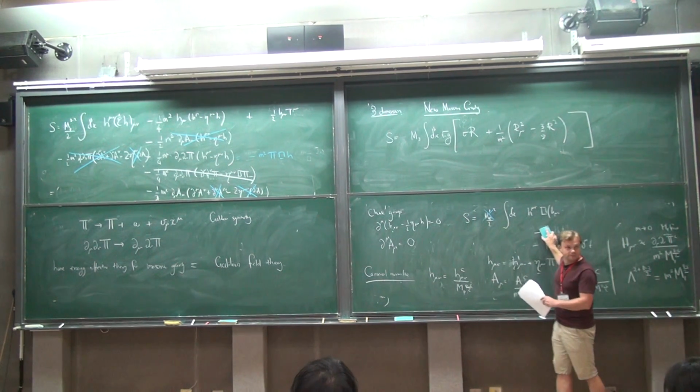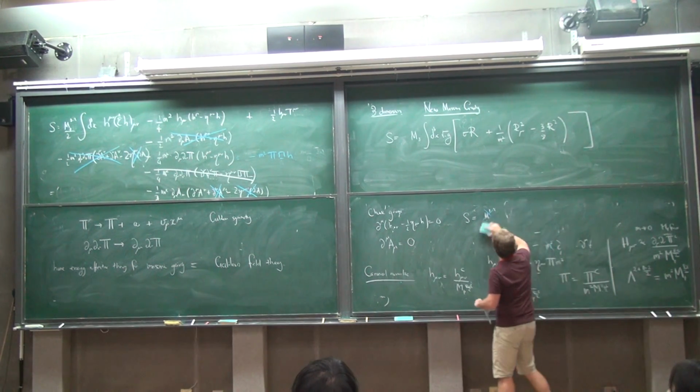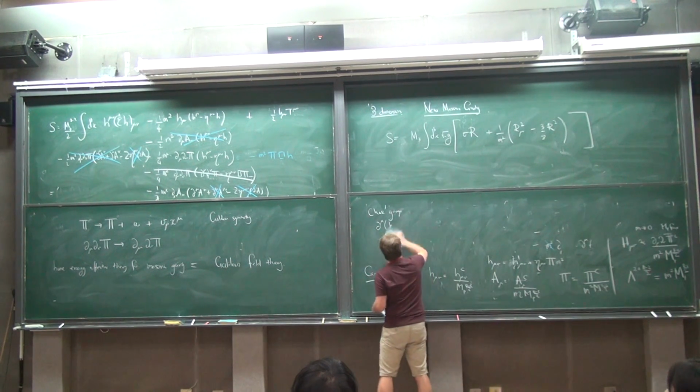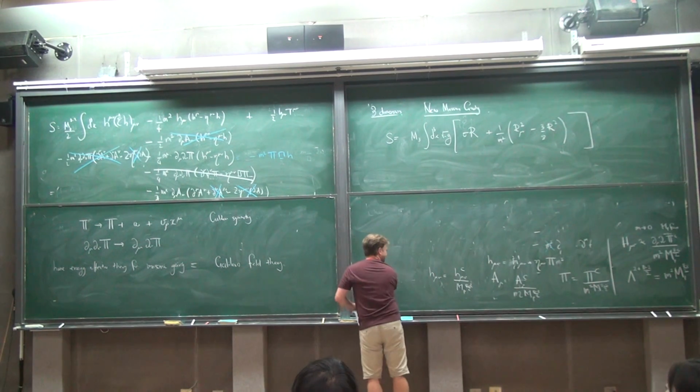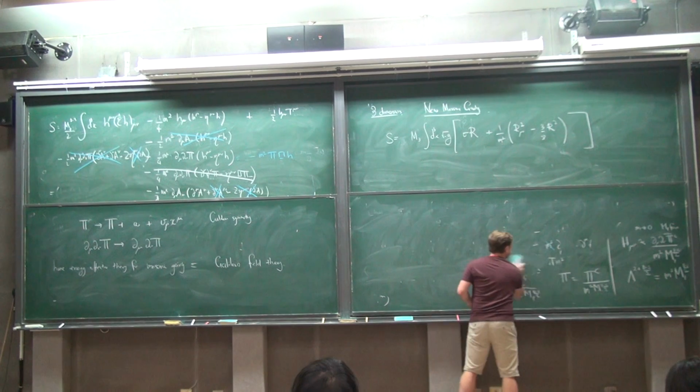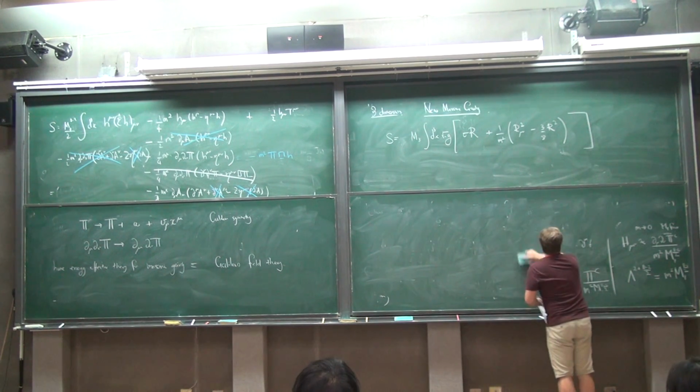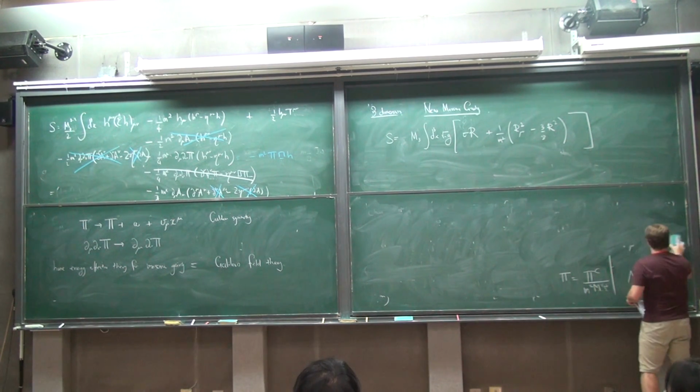Excuse me? Yeah. What's the motivation for choosing this relative coefficient? Oh, that'll become transparent in a second. Okay. The 3/8, you mean? Yeah. Yeah, that'll become transparent.